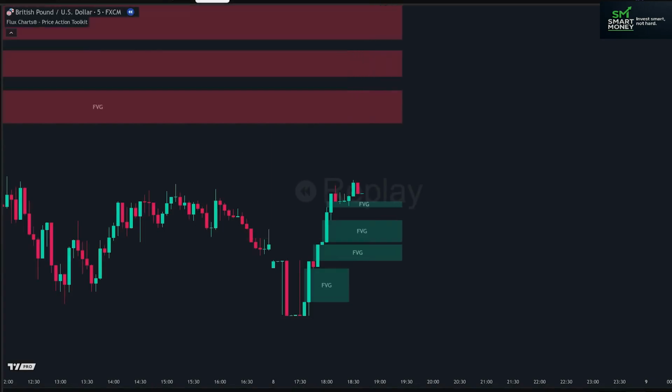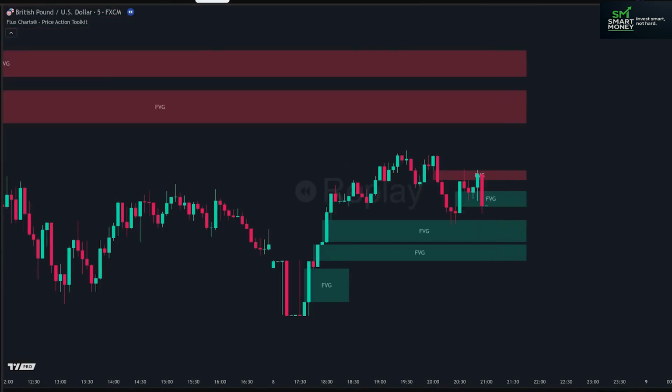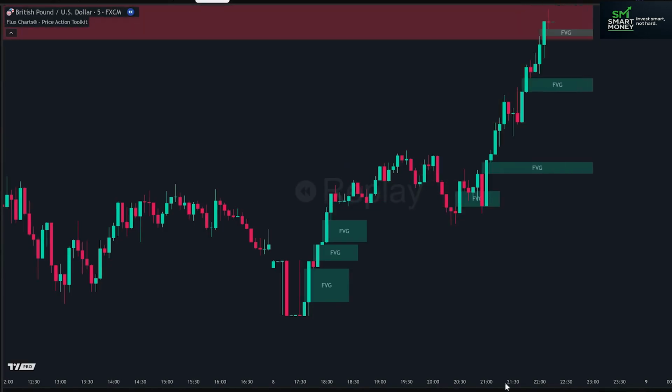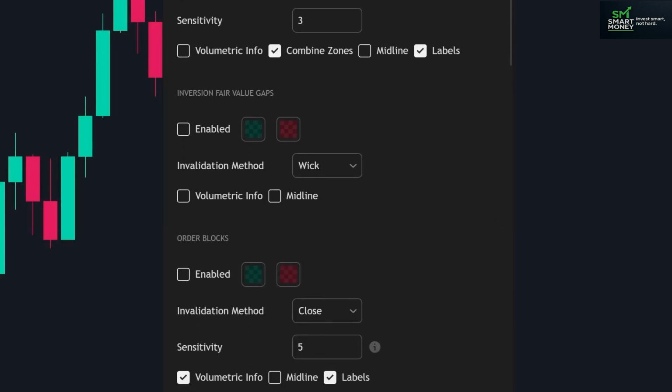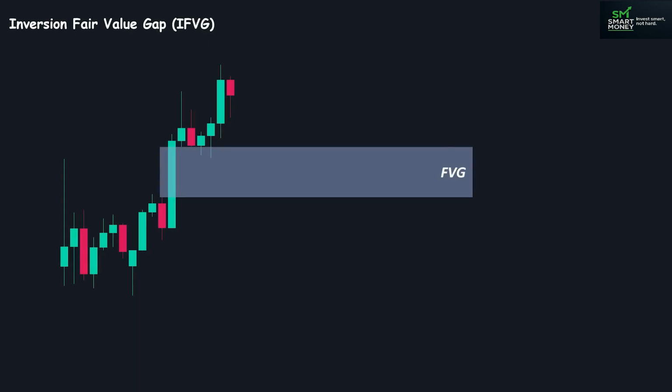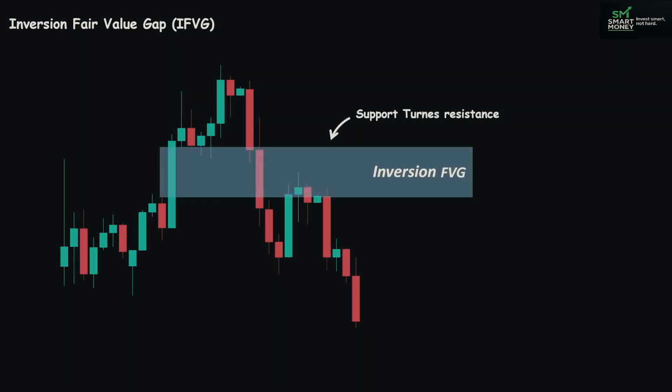Overall, the indicator does a solid job of automatically identifying fair value gaps on the chart. Now, let's move on to the next concept. Inversion fair value gaps. If you're wondering what inversion fair value gaps are, an inversion fair value gap is a failed fair value gap that gets completely filled. At that point, the support becomes resistance, and if the price retraces back to this zone, it will act as another key trading area to go short.